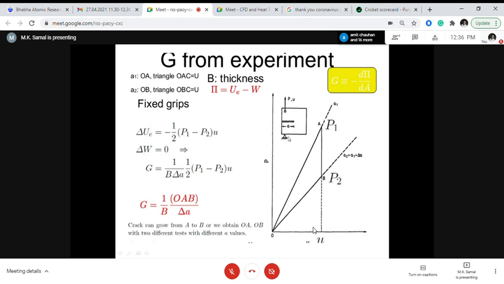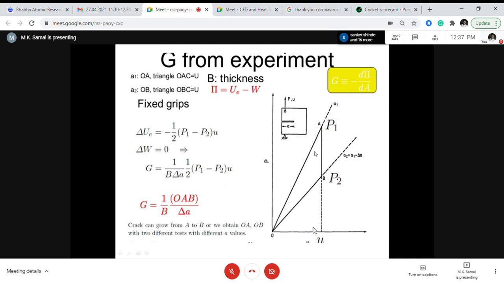So how do you do it? You just fix the bottom side, and on the top side you put a screw, and suppose you pull it by a certain amount and fix it. Don't go on pulling it. So this is called the fixed grip. Anybody can do this experiment, especially for a brittle material.